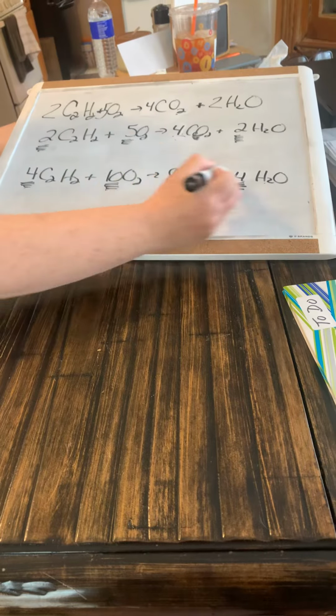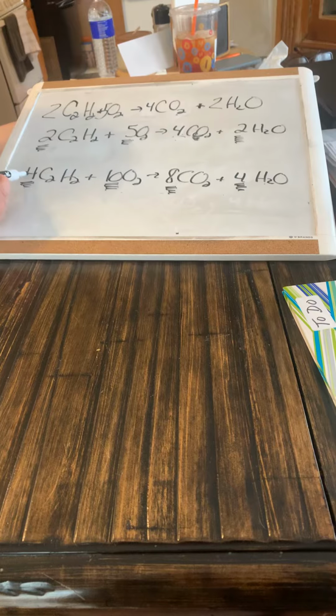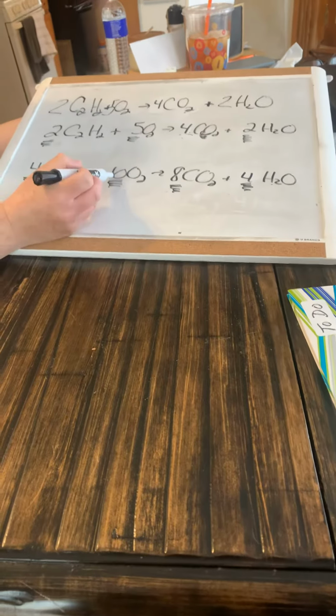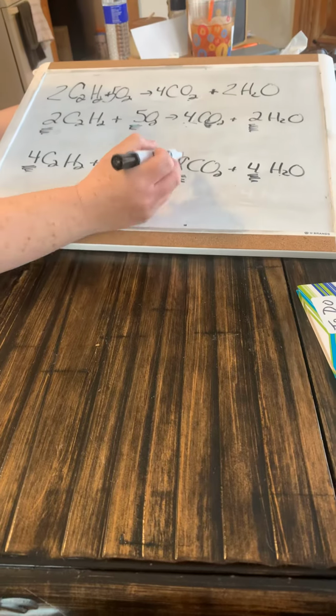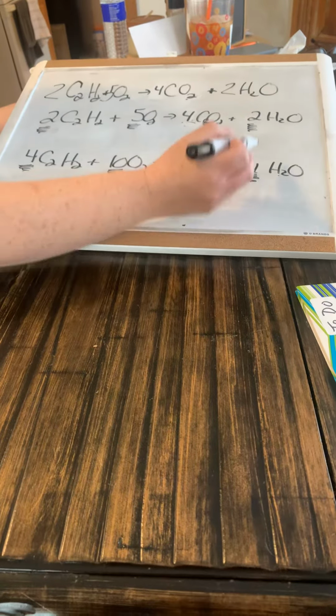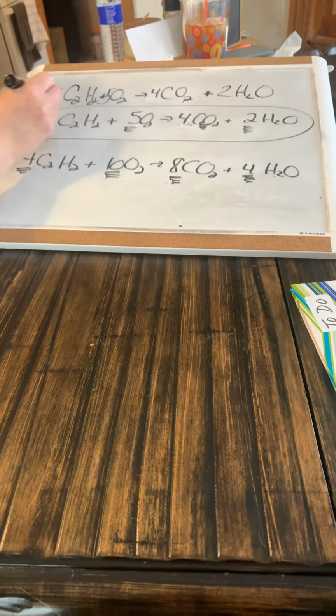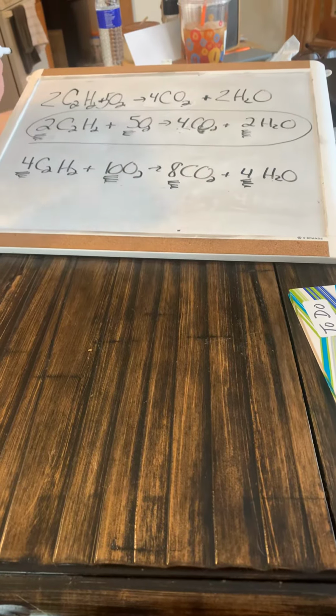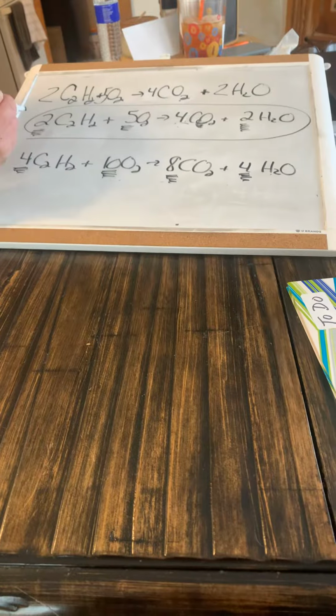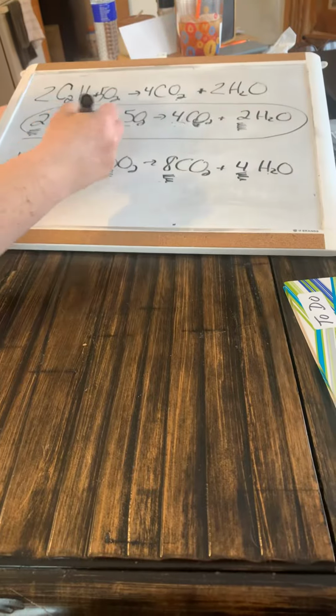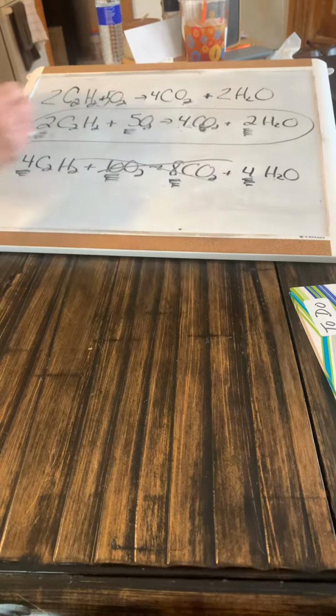You can take a 2 out of all of those. Take a 2 out of a 4, you get a 2. You take a 2 out of a 10, you get a 5. You take a 2 out of an 8, you get a 4. You take a 2 out of a 4, you get a 2. This is the right answer because it's the lowest whole number you could use. You don't want to do this. This is wrong because you could reduce.